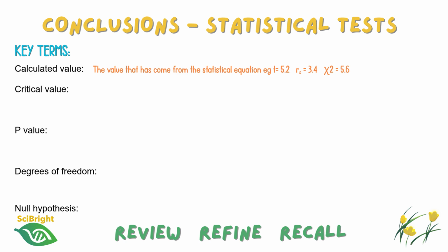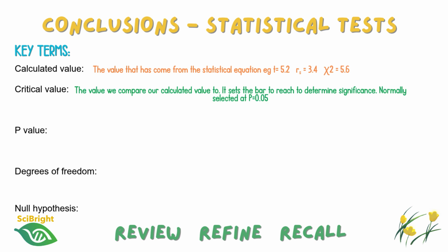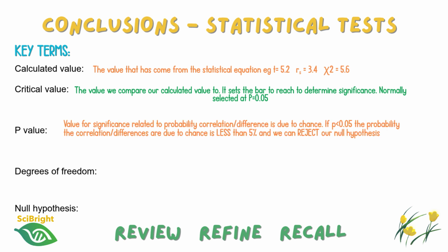We might have a calculated value from the statistical test. You won't be asked to process all of the data yourself to produce this, but you could be asked to do some final working on some part processed data. We then have to compare it to the critical value for p 0.05 at the appropriate degrees of freedom. I want you to imagine the critical value like a high jump bar that we need to exceed for a successful significant finding. The p-value is the probability the correlation or difference observed is due to chance.